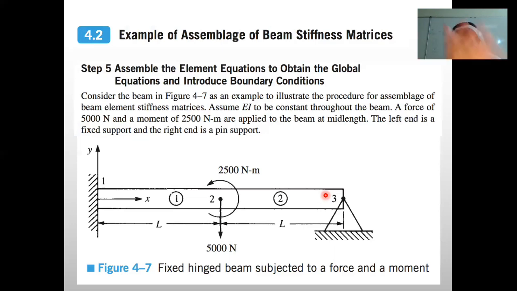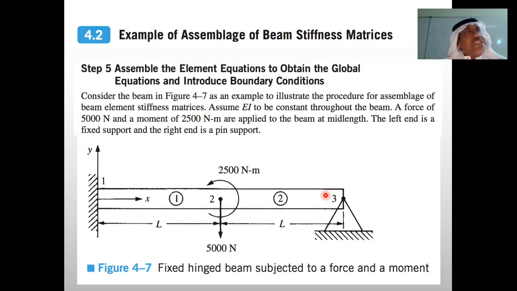Okay, start with node 1. How many unknowns? Nothing, everything is 0. Deflection is 0. Slope is 0. Go to node 2. How many unknowns? 2 unknowns, deflection and slope. So V2 and Phi2. This is 2. Okay, go to node 3.